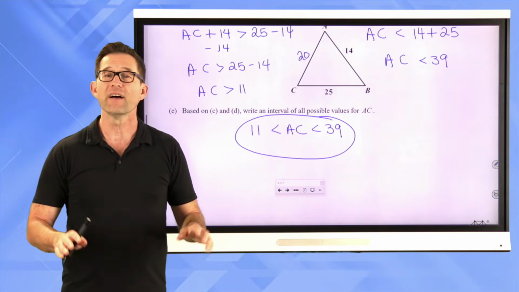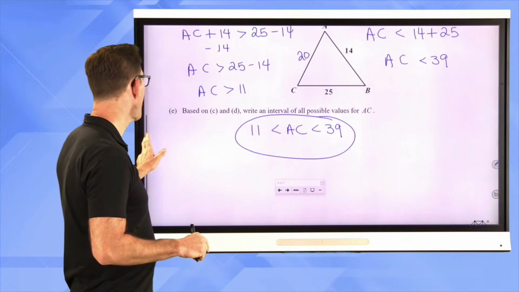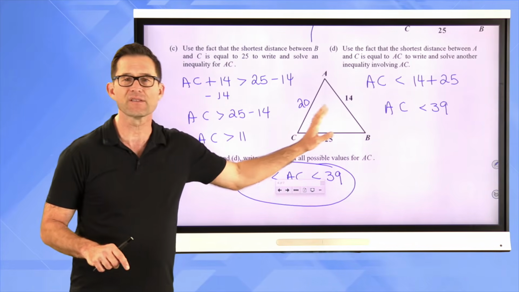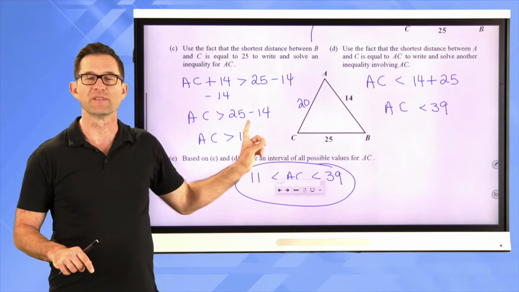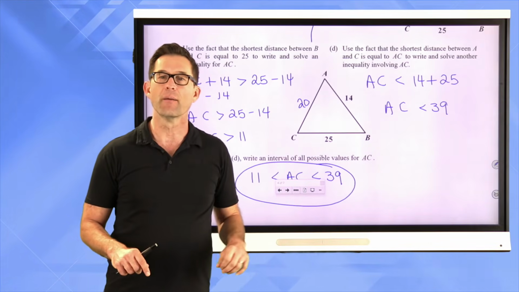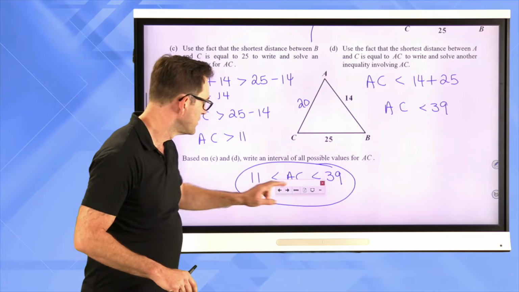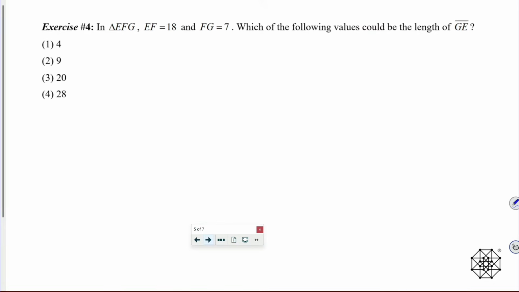All right? And that's a great way that will always work to find the possible values of a missing side of a triangle if I have the other two sides. I simply subtract them to find the lower end, and I add them to find the upper end. So let's see how that plays out. Exercise number 4. In triangle EFG, EF is equal to 18, FG is equal to 7. Which of the following values could be the length of GE?